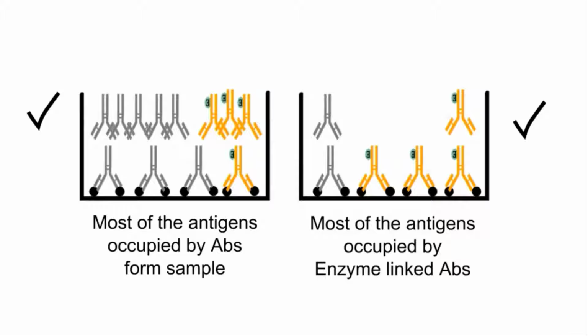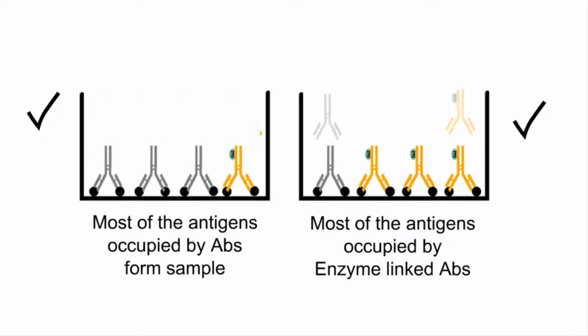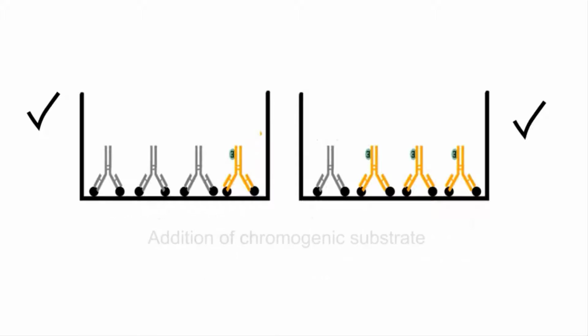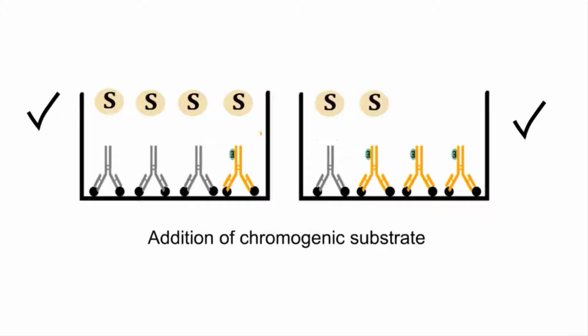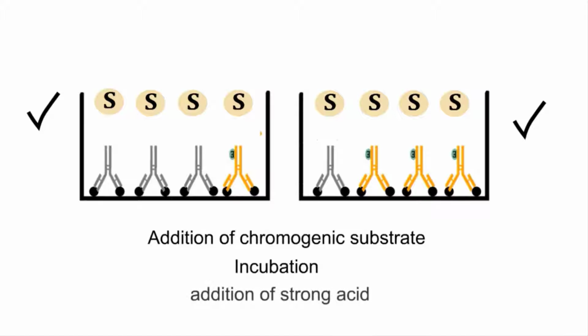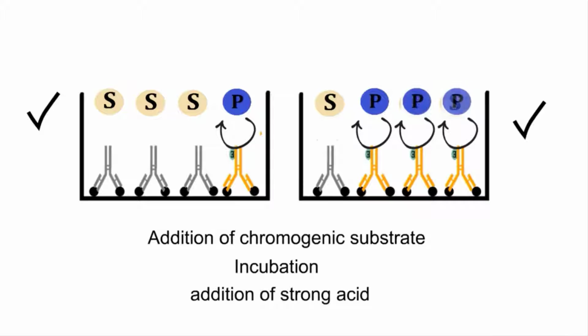After this, the well is washed to remove unbound antibodies. This step is followed by addition of chromogenic substrate and incubation for a fixed period of time. After incubation, the reaction is stopped by adding strong acids. Now during this incubation, the enzyme connected to the enzyme linked antibody will convert this substrate into the color product.